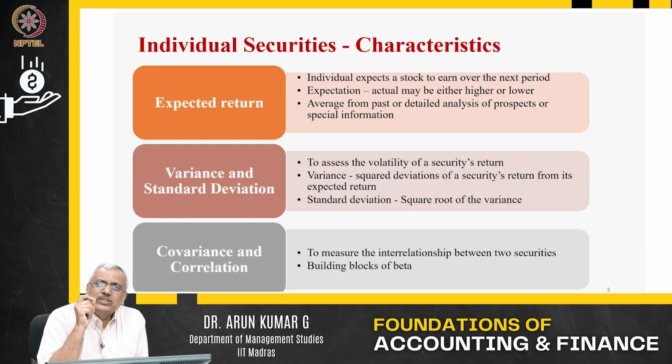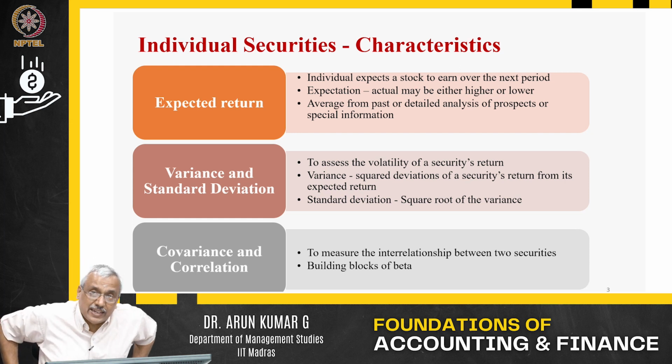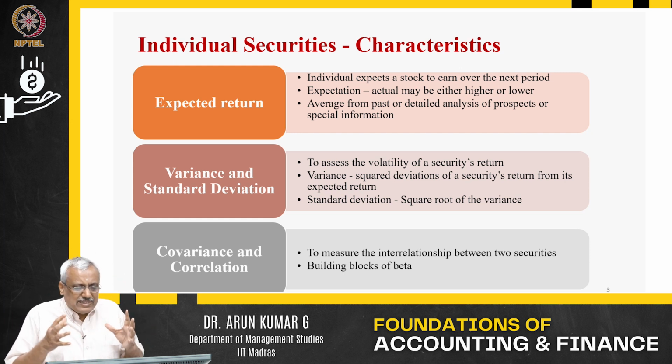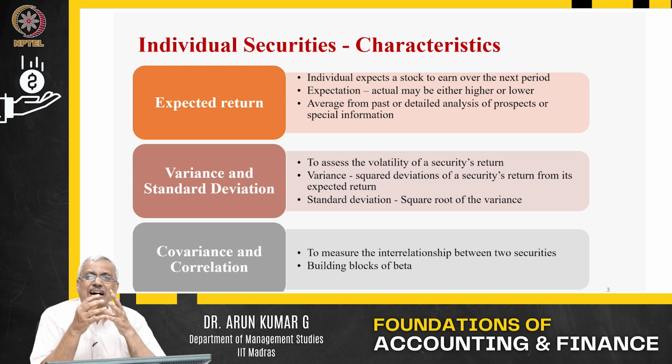Please note, individual securities have some specific characteristics. These characteristics can be divided into 3 basic categories. We say expected return, we talk about variance and standard deviation, and I talk about variance and covariance also. These are the 3 basic attributes which I use for assessing the risk and deciding on my investments. When I talk about expected return, I am talking about what you expect an individual stock to earn over the next period.